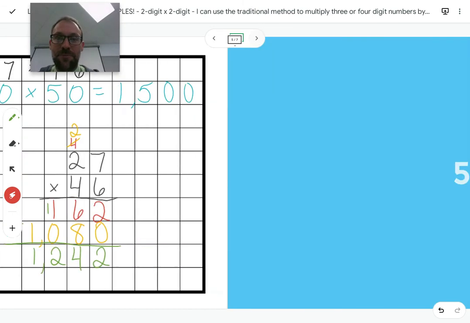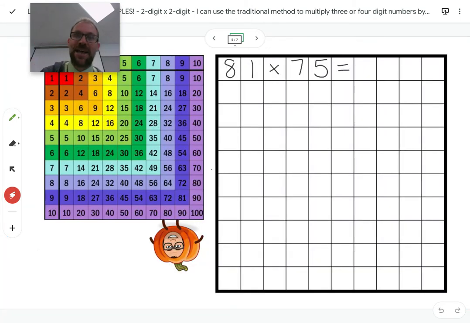Let's try one more. All right, I'm going to ask for your help with this one. Are you ready? Each step of the way, you're going to get involved here. So first, what do?